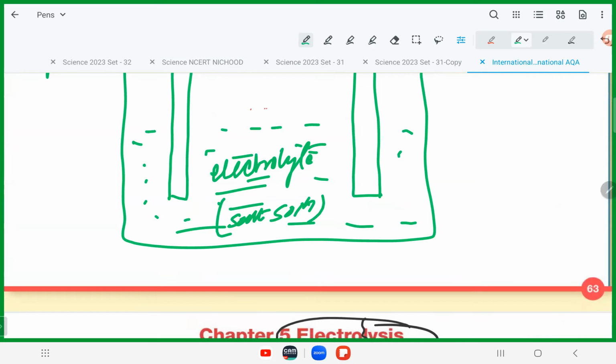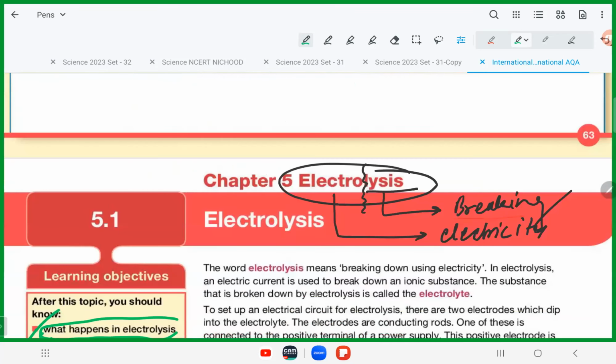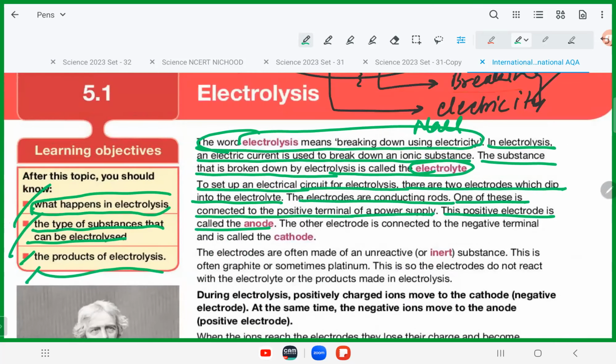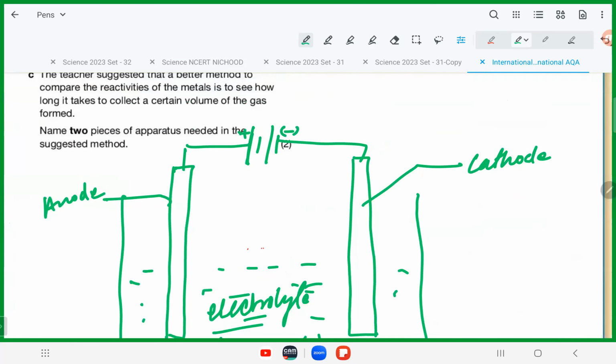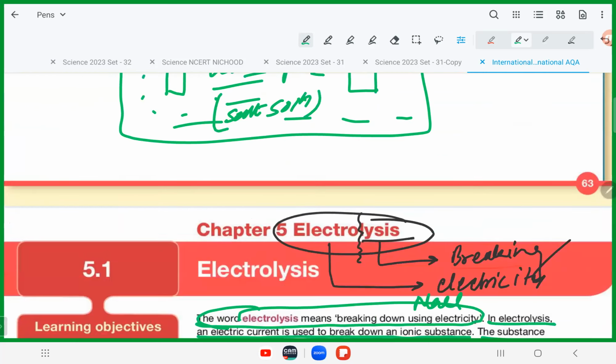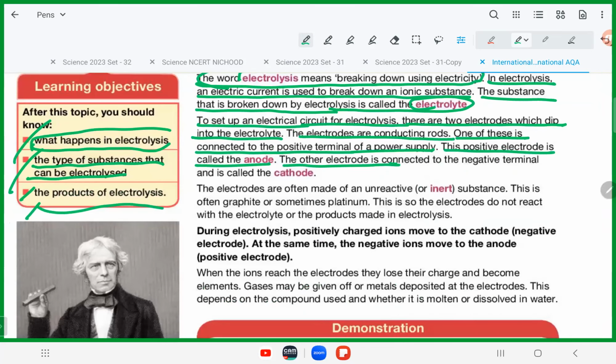Now, the second point you read here. The electrodes are connecting rods. One of these is connected to the positive terminal of the power supply. This positive terminal electrode is called the anode. So here you see, this is the positive terminal, the larger one, that is called the anode. And the negative terminal is called the cathode. Are you able to understand? Yes. The other electrode, connected to the negative terminal, is called the cathode.